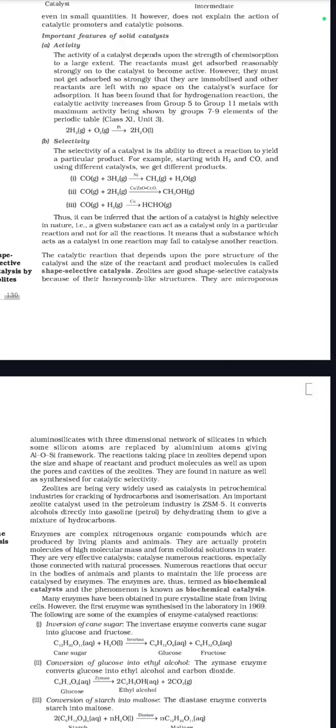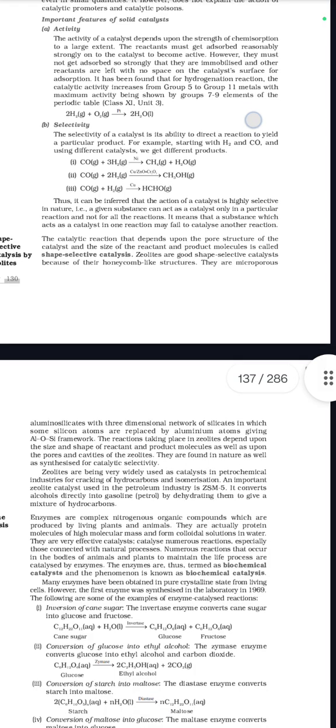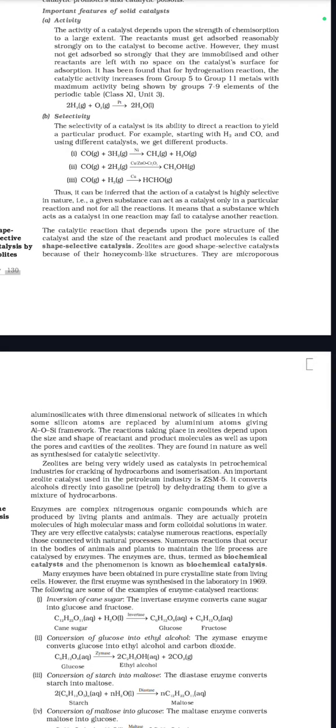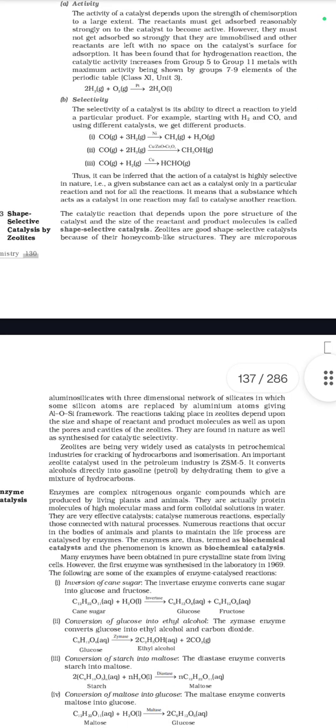Selectivity. The selectivity of a catalyst is its ability to direct the reaction to yield a particular product. For example, starting with H2 and CO and using different catalysts, we get different products. Thus, it can be inferred that the action of a catalyst is highly selective in nature, that is, a given substance can act as a catalyst only in a particular reaction and not in others. It means that the substance which acts as a catalyst in one reaction may fail to catalyze another reaction.